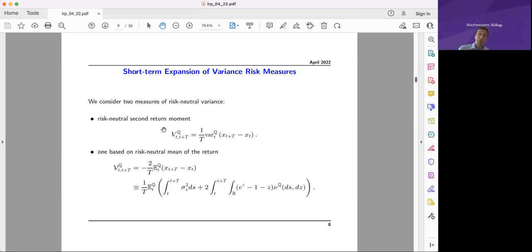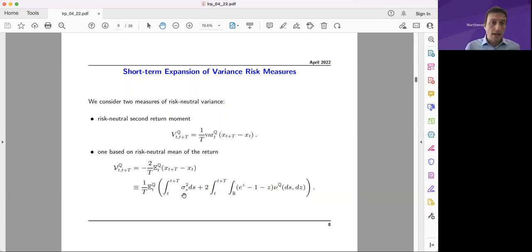We will use two measures of risk neutral variance, and the first is probably the more intuitive one: just the second moment of returns, or the second central moment of returns, so it's the risk neutral variance. It's denoted this way, as you see here: t plus capital T. The capital T is the time horizon, or the time to maturity of the options later on. And this thing is under Q.